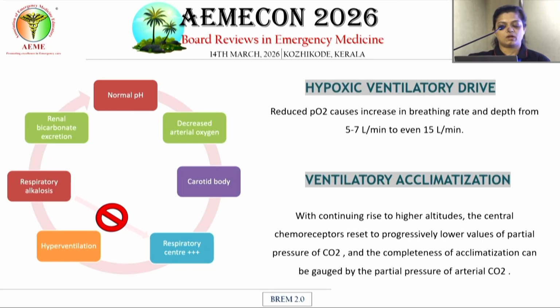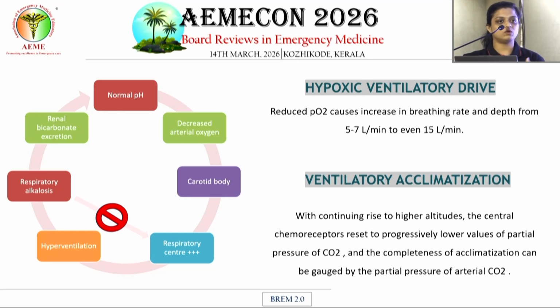Of these things, the two most important are hypoxic ventilatory drive and ventilatory acclimatization. Normally our blood has a normal pH. You have reached a high altitude, and your oxygen level is very low. This decreased oxygen level is sensed by the peripheral chemoreceptors, that is the carotid body. It will stimulate the respiratory center, so you will have hyperventilation. That is, you will be washing out your carbon dioxide, so you end up with a respiratory alkalosis, and your pH will rise.